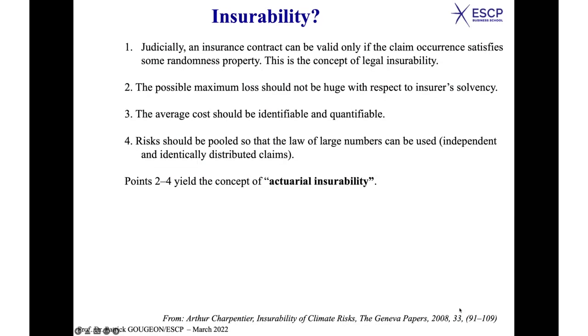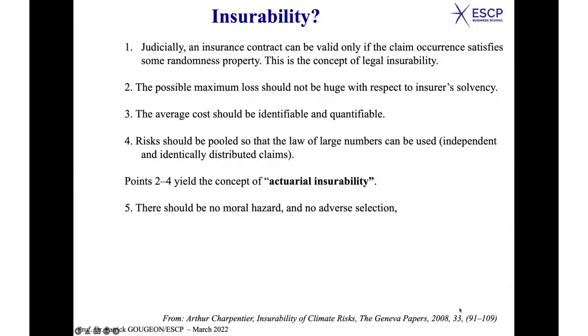Well, these are points which refer to what we call actuarial insurability. Actuarial refers to the technique of using data and averages and using the law of large numbers and so on.